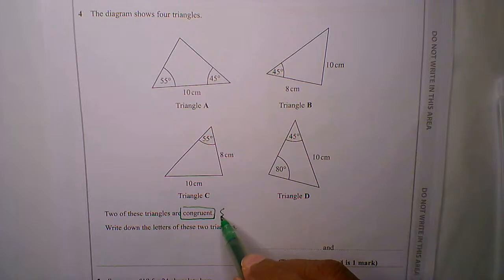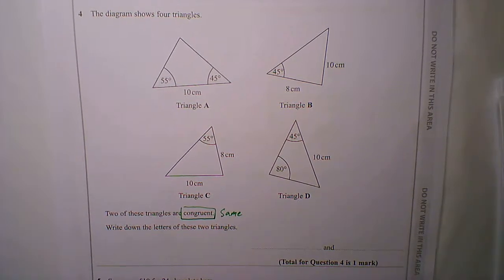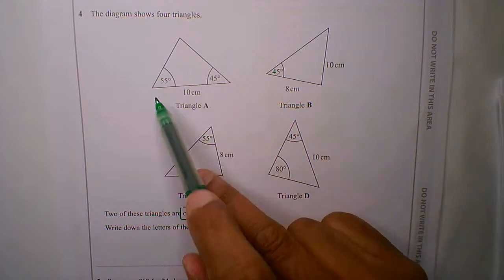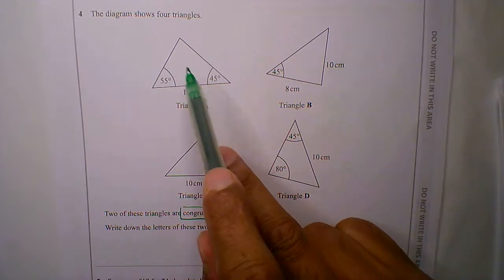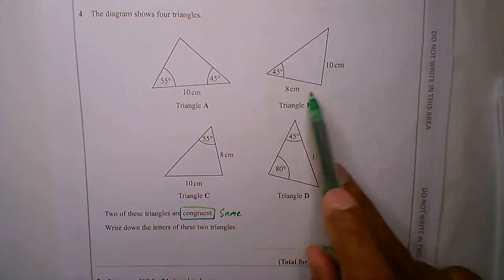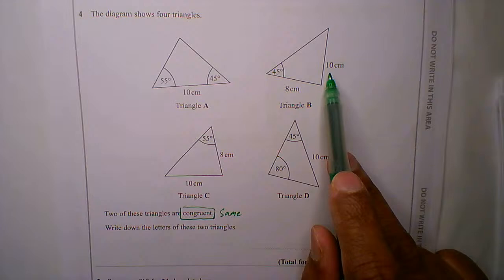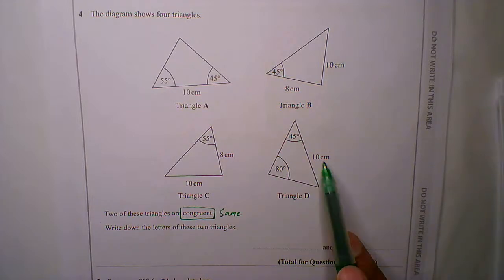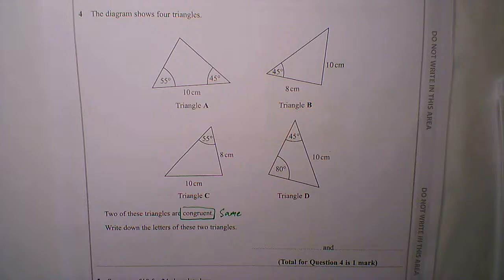So congruent is another word for the same. So we are looking for the same triangle. So we can see here you've got 2 angles here and an angle missing. And you've got an angle here, side there, side there, side there, side, and an angle, 2 angles and a side. So how do I work this out?